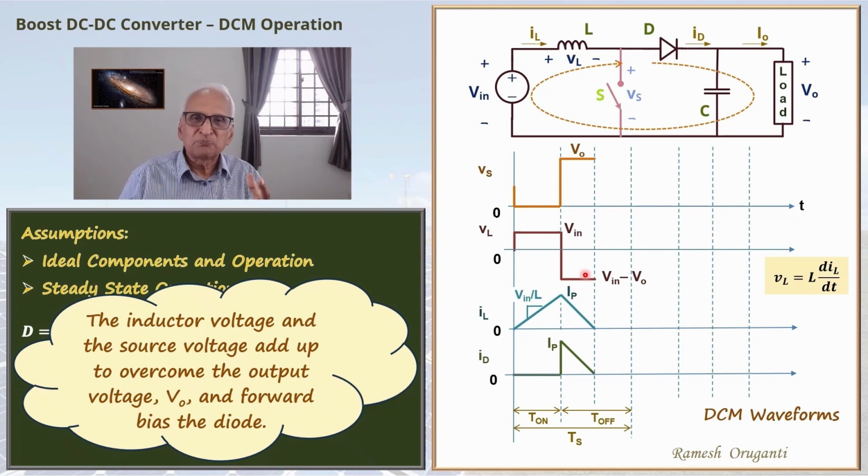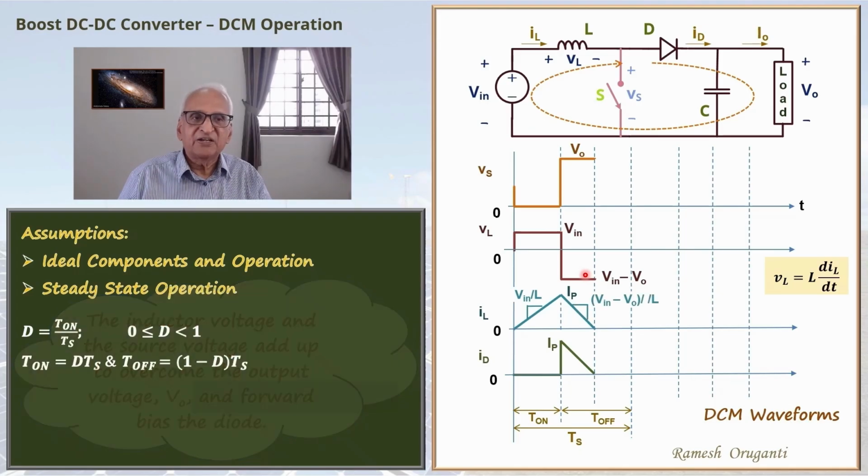Since V0 is positive and higher than Vin, Vin minus V0 will actually be a negative quantity. Now, this Vin minus V0 is applied across the inductor. So the inductor current falls at the rate of Vin minus V0 by L.